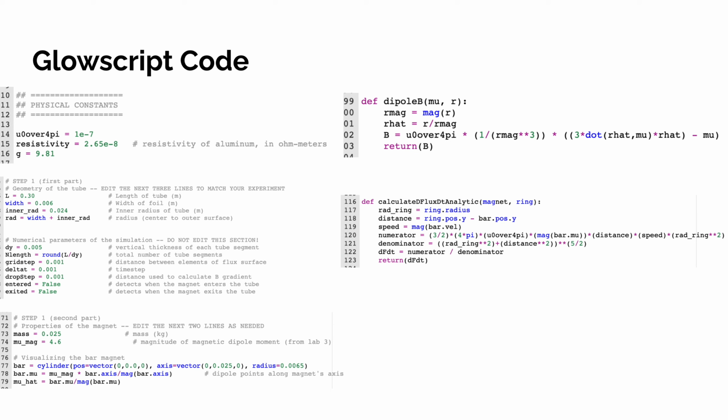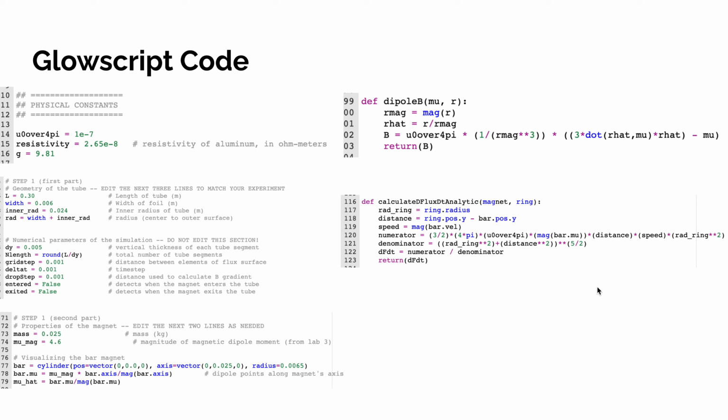Here is the GlowScript code for the lab. At first, here you can see the different constants that were used, and all of the measurements from the aluminum foil were also used in the code. The magnetic dipole moment from Lab 3 was 2.042. However, for this lab, it had to be changed to 4.6 in order for the measurements to be more accurate.